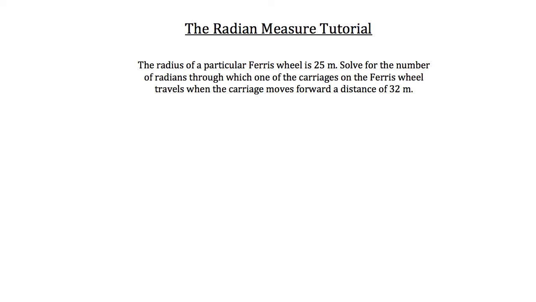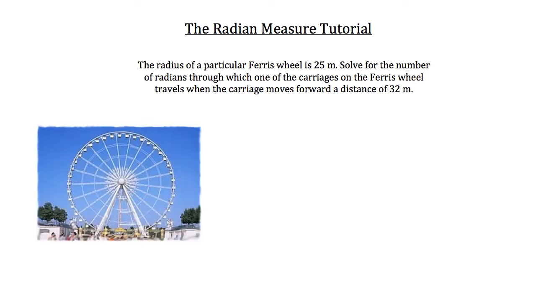Draw yourself a figure. So I'm going to go ahead and draw in the figure of a Ferris wheel here. Now they said that this particular Ferris wheel has a radius of 25 meters. So I'll go ahead and highlight that in here, 25 meter radius. And what they'd like us to do is solve for the number of radians through which one of the carriages on the Ferris wheel travels when the carriage moves forward a distance of 32 meters.